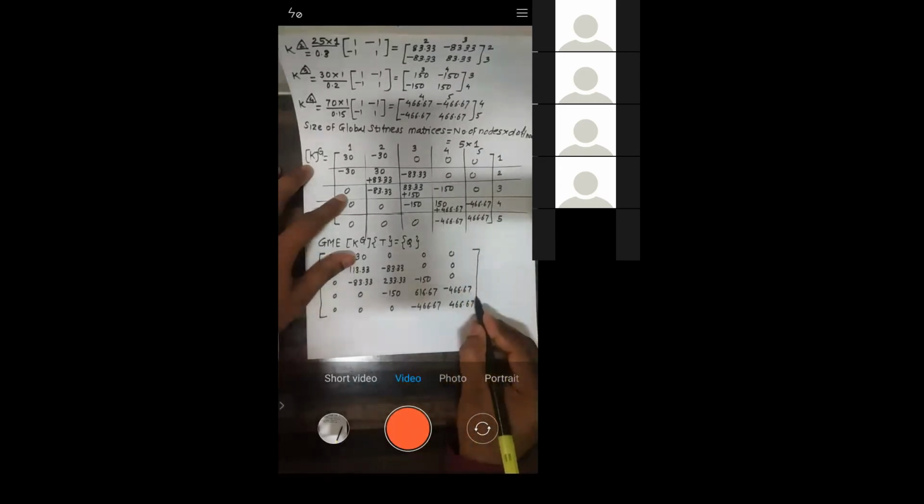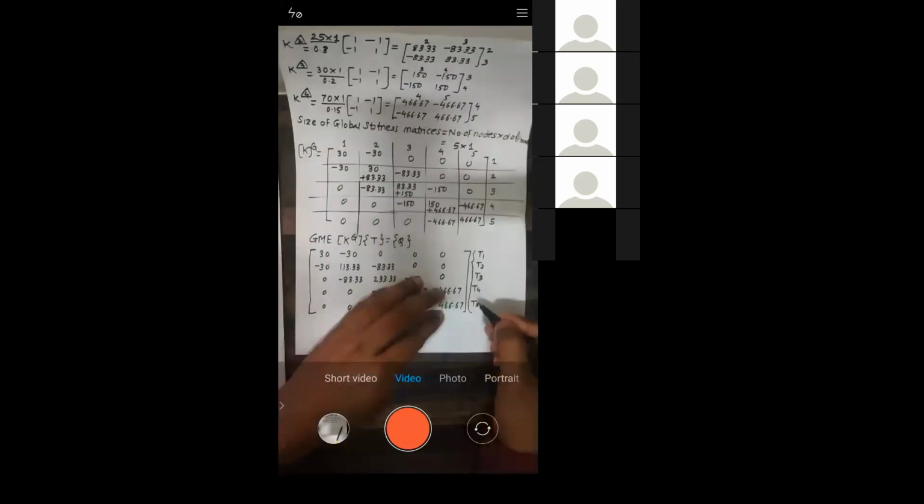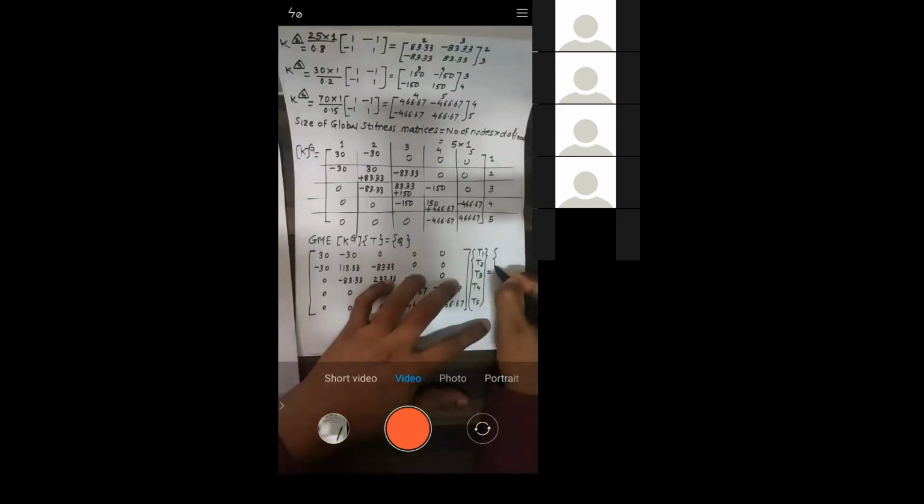Okay, so this is your stiffness matrix. This is to be multiplied by temperature T1, T2, T3, T4 and T5, right, is equal to forces F1, F2, F3. F1 will not come, right? Okay.